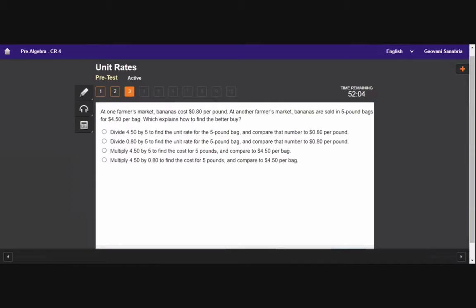At one farmer's market, bananas cost 80 cents per pound. So that's the unit rate right there, 80 cents over 1 pound. At another farmer's market, bananas are sold in 5-pound bags for $4.50 per bag. Which explains how to find the better buy?